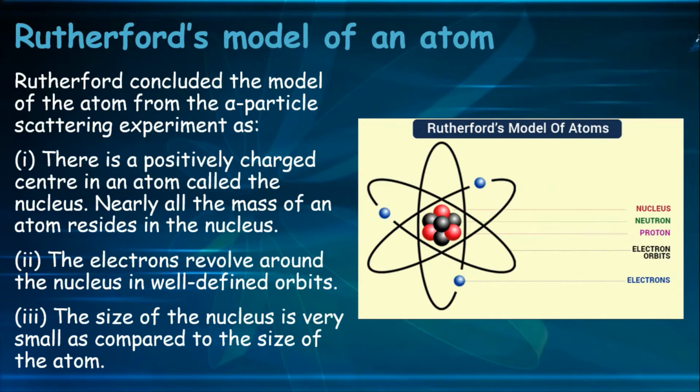Rutherford's model of an atom. Rutherford concluded the model of the atom from the alpha particle scattering experiment: there is a positively charged center in an atom called the nucleus. Nearly all the mass of an atom resides in the nucleus. The electrons revolve around the nucleus in well-defined orbits. The size of the nucleus is very small as compared to the size of the atom. This is the Rutherford's model of atoms.